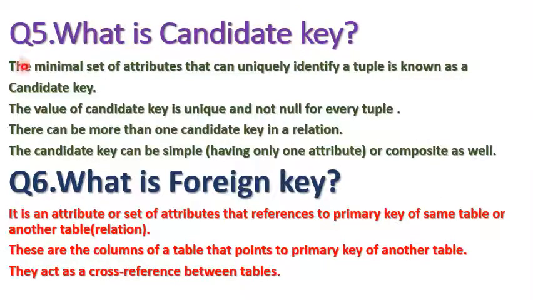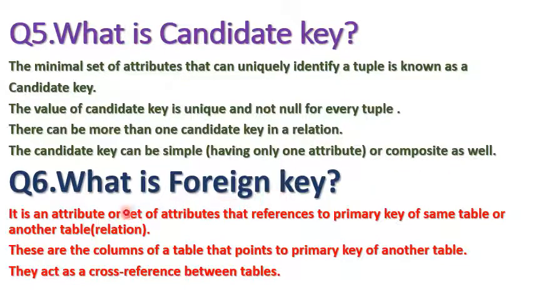It is classified as simple primary key that has a single column and composite primary key that has multiple columns. Fifth question is, what is candidate key? The minimal set of attributes that can uniquely identify a tuple is known as a candidate key. The value of candidate key is unique and not null for every tuple. There can be more than one candidate key in a relation. Candidate key can be simple, that is having only one attribute, or composite as well.